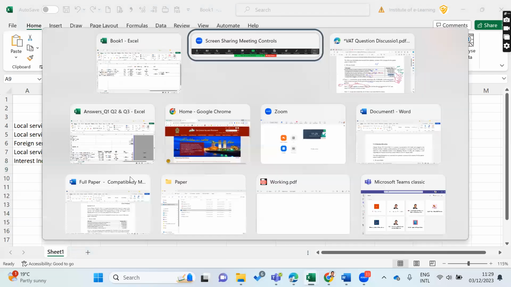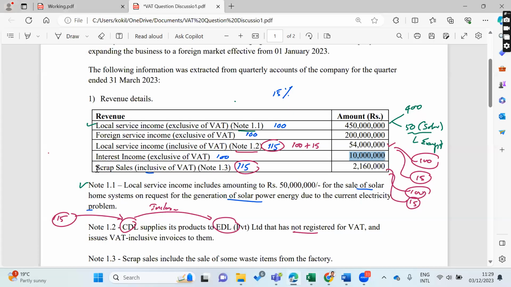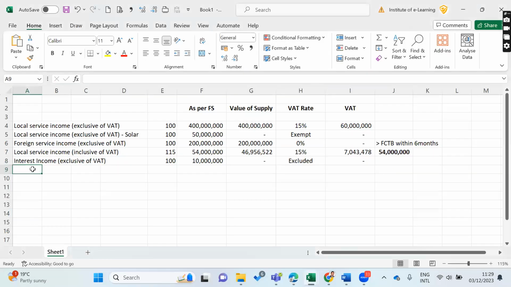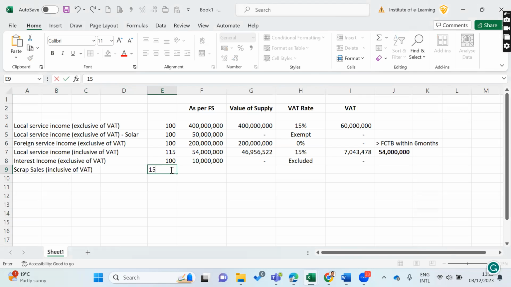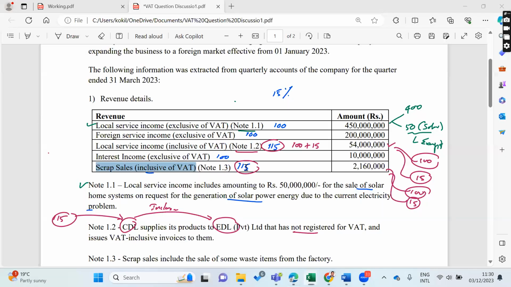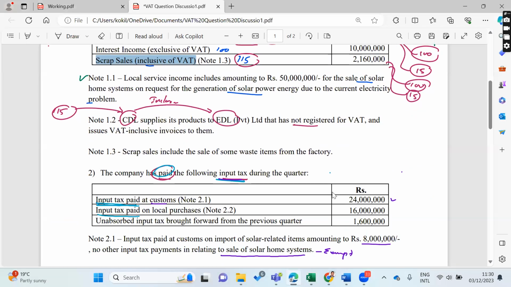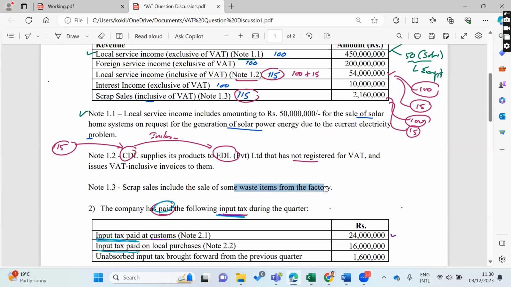The next one, as per the question, is scrap sales, inclusive of VAT, right? Inclusive of VAT, so you can understand it is VAT liable, right? Scrap sale, since it is connected to the business, yes, we have to consider it, because it is waste items from the factory. So here it is given inclusive of VAT.